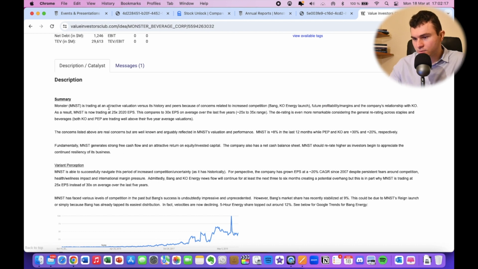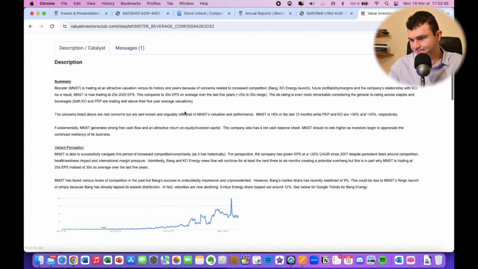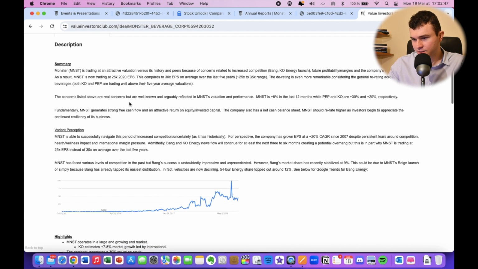Summary: Monster is trading at an attractive valuation versus its history and peers because of concerns relative to increased competition. Bang, KO Energy, so Coca-Cola Energy, launch. Other questions are raised thanks to an article: future profitability margin. So people are worried about the future. Okay. PE of 25. Okay. Forward PE 25. Okay. Monster Beverage. So okay, worried.